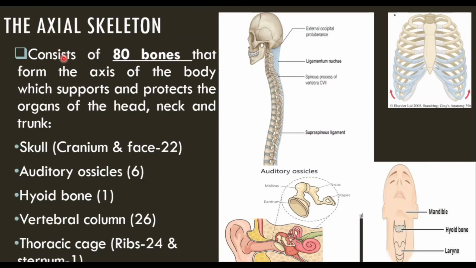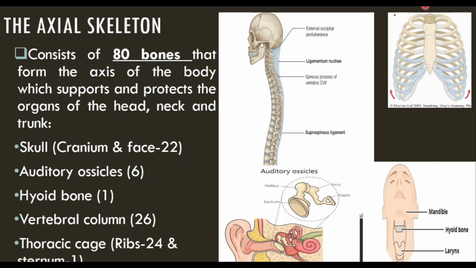The axial skeleton consists of 80 bones that form the head, the neck, and the trunk. In the axial skeleton, we have the skull, which are the bones found here. We have the auditory ossicles. These are the bones found in the ear, and they aid in hearing. We have 6 of them. We have the hyoid bone, which we can see here. And we have the vertebral column. These are the bones found here, which protect the spinal cord.